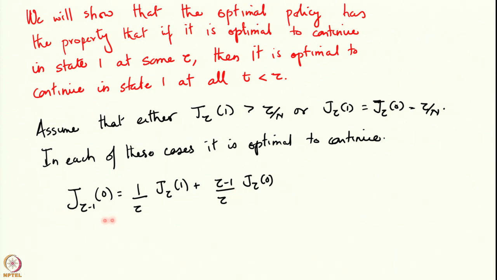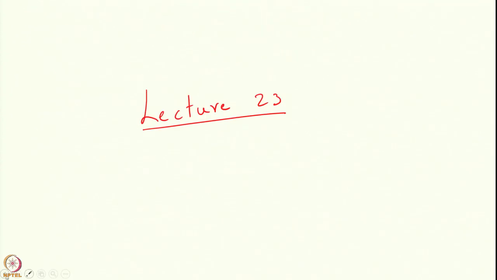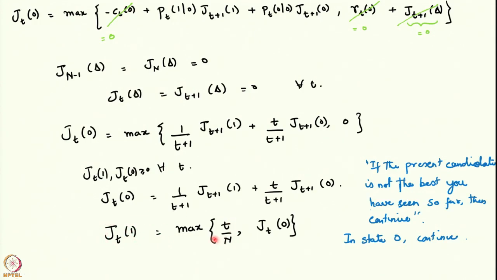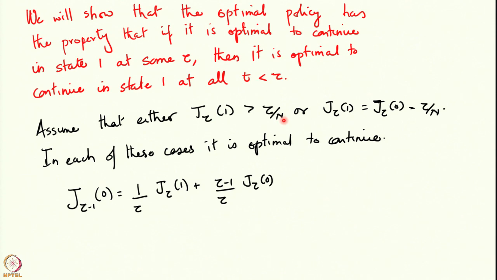Now let's analyze the right hand side of this expression, and recall that what we have assumed is that J_tau(1) is greater than tau/n, or J_tau(1) is equal to J_tau(0) is equal to tau/n. Now if J_tau(1) is greater than tau/n, then since J_tau(1) is the maximum of these two quantities and is strictly greater than tau/n, it has to be equal to the second quantity, which is J_tau(0). Alright. So in either case, we conclude that J_tau(1) is equal to J_tau(0).